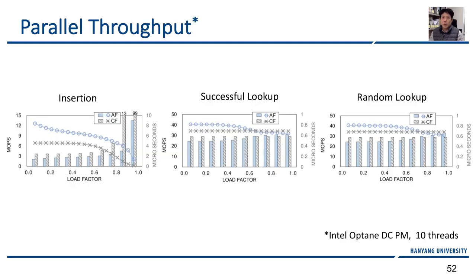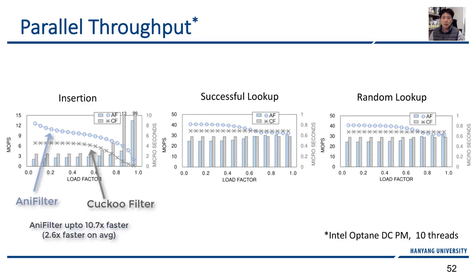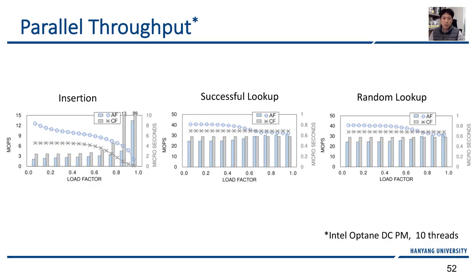First, we evaluate parallel throughput of Cuckoo filter and AniFilter for insertion, successful lookup, and uniform random lookups. X-axis is load factor and Y-axis is million operations per second. Line graph shows the throughput and the bar graph shows latency. You can see that AniFilter shows much higher performance for insertion, and also for lookups, AniFilter is 10% faster on average. This is because of MVM's limited bandwidth, and AniFilter requires much smaller bandwidth than Cuckoo filter.